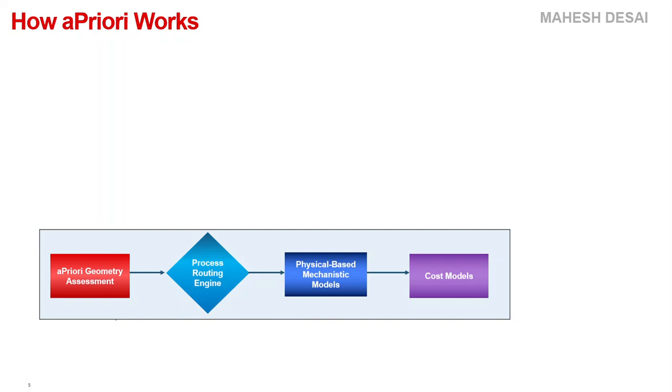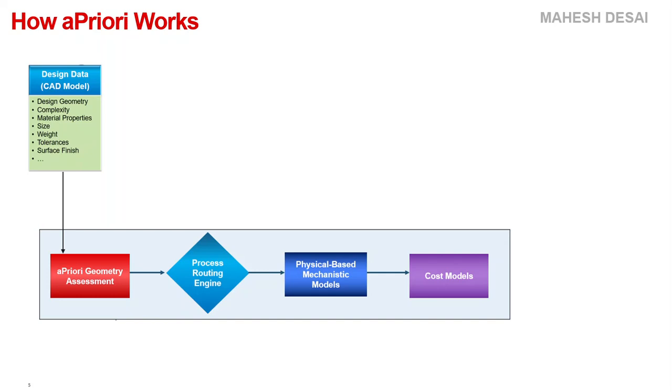So what are the inputs? There are three basic inputs. The first is the CAD model. From the CAD model, it will take the design geometry and complexity. If material properties are defined, it will take them, along with size, weight, and tolerance, if defined. Surface finish will also be considered.